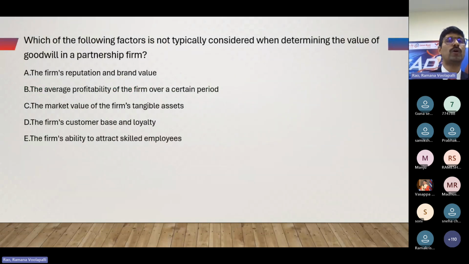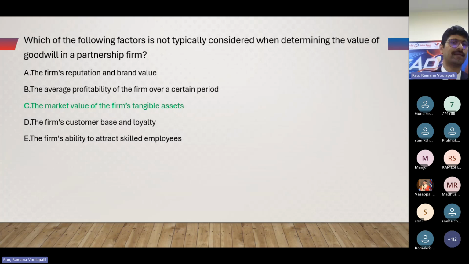Which of the following factors is not typically considered when determining the value of goodwill in a partnership? What is not considered while arriving at the goodwill in a partnership firm? We have several things that we take into account while arriving at the goodwill. The most appropriate answer here is tangible assets, which are not considered while arriving at the goodwill. Goodwill is an intangible asset.